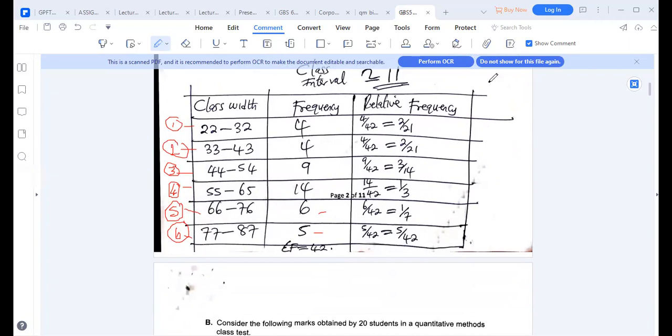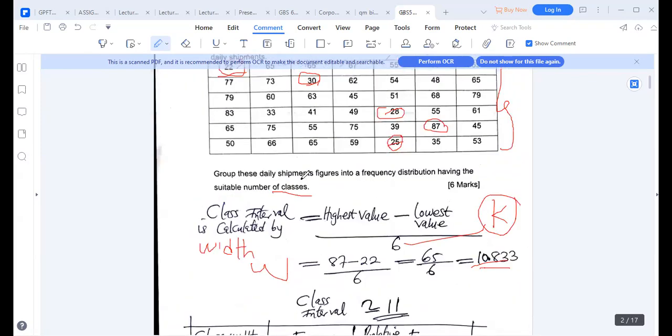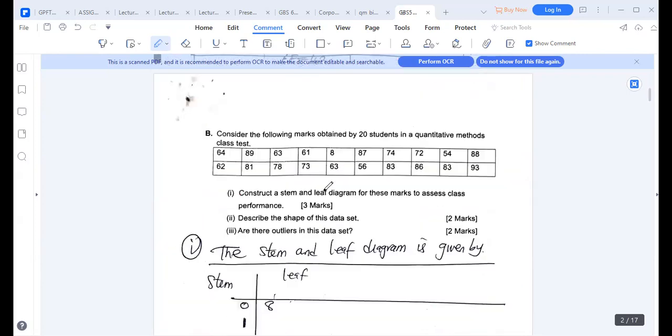So this is what the first part of the question was all about. Then getting down to the other one, part B.